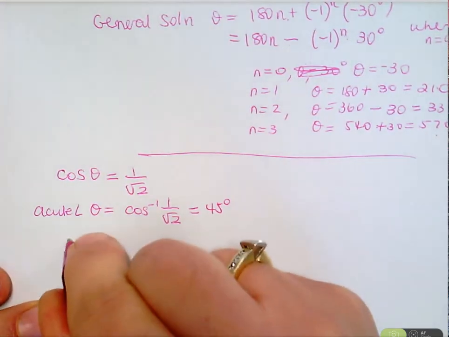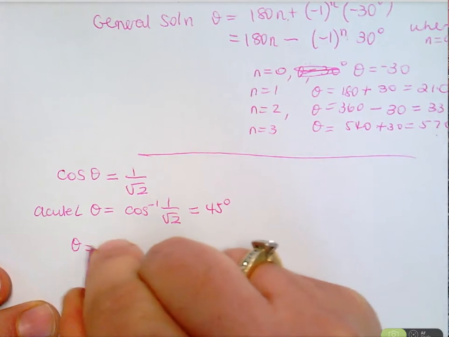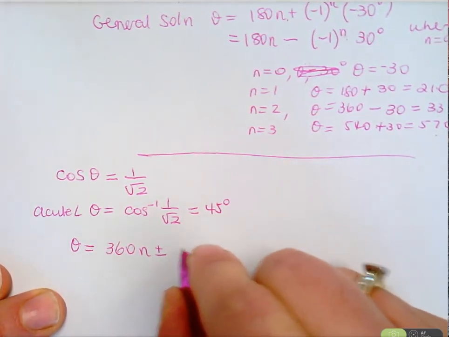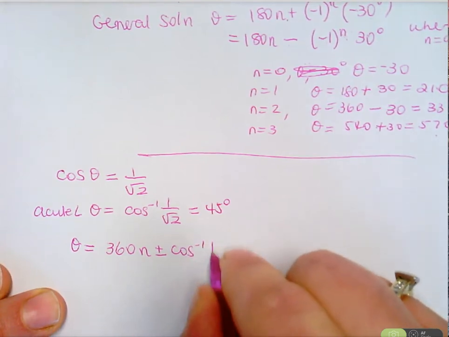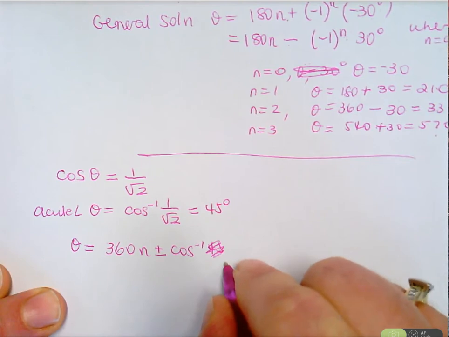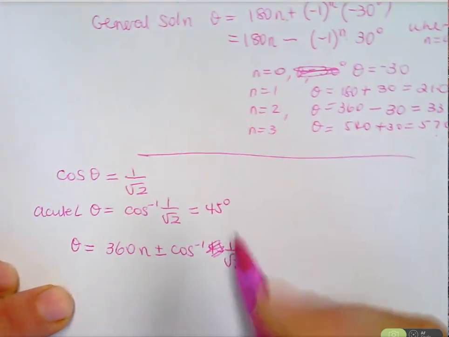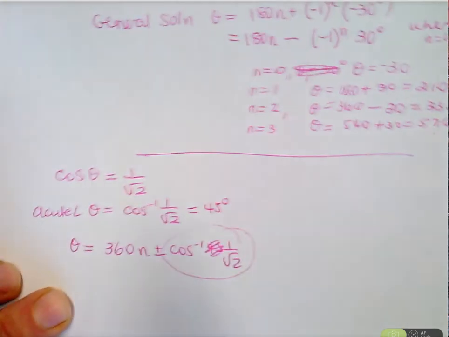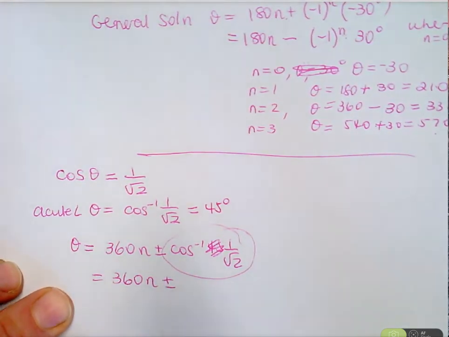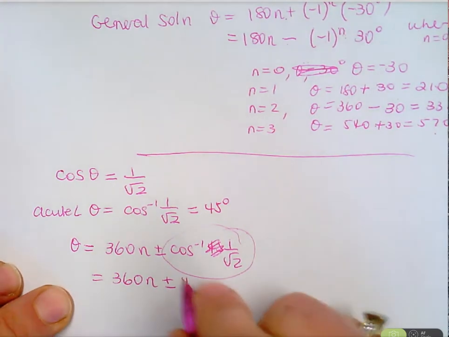So the solution for cos is, general solution, theta equals 360n plus or minus, this one's a nice easy one, cos to the minus 1 of alpha, cos to the minus 1 of 1 on root 2. But you know now that that's your angle. So it's just 360n plus or minus, what's your angle? 45.